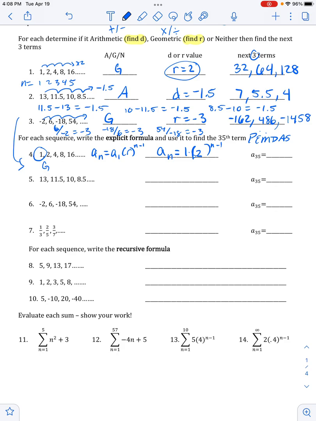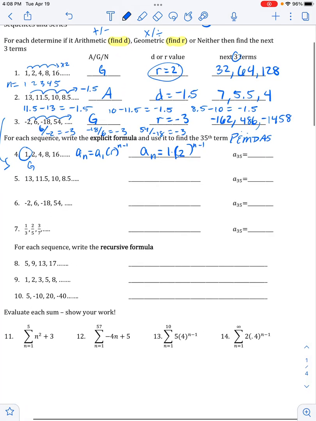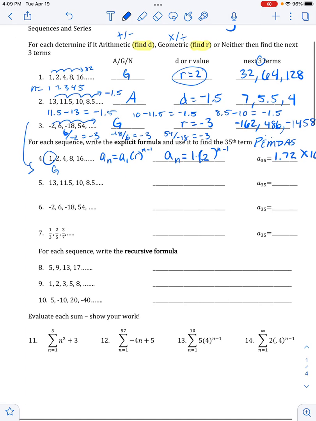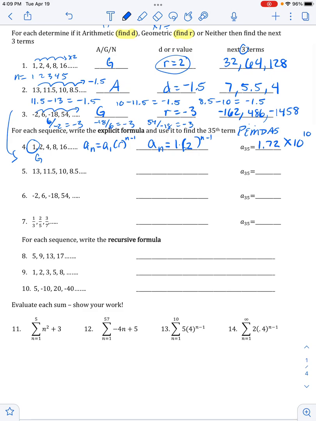And then to do 35, I just have to plug in 35. So on my calculator, I'm doing 1, and then in parentheses, 2, raised to the, and then 35 minus 1 is obviously going to be 34. Now, I got a big, huge, humongous number, but that's because I'm raising 2 to the 34th power. I got 1.72-ish, and then I got that E10, which means 10 to the 10th power. And that's okay. Numbers get really big, really fast with geometric.